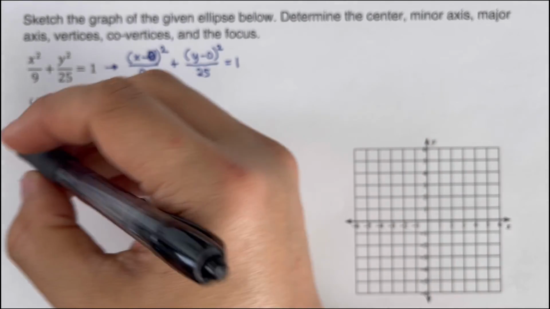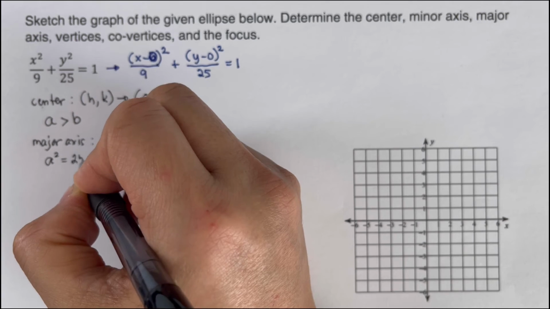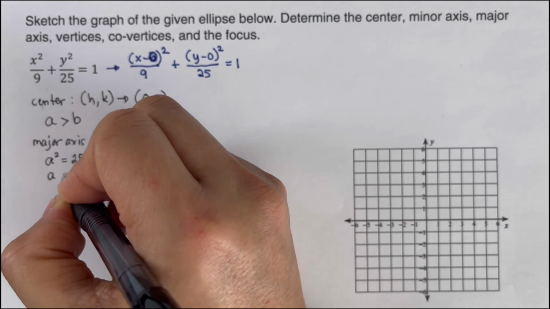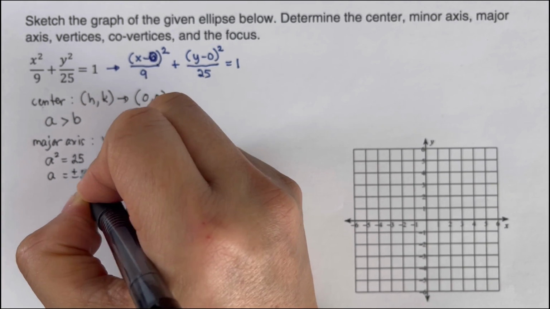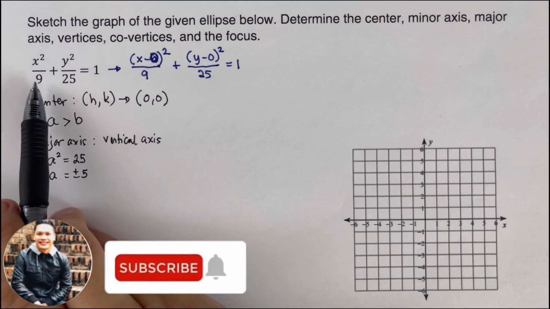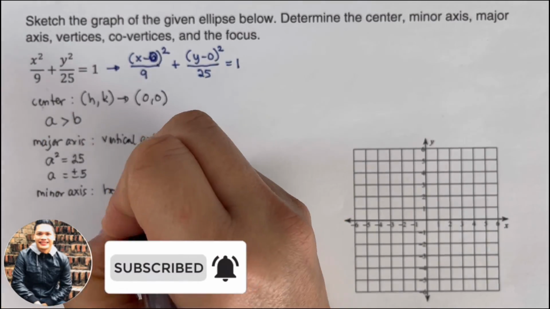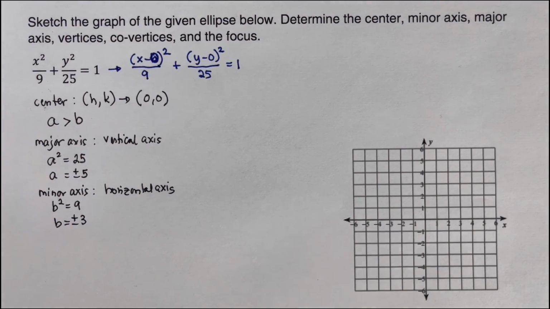So we can go ahead and say that our a squared here is 25, so a is plus minus 5. And so our minor axis then is the horizontal axis. So I'm just going to go ahead and write that down here. Since our b squared is 9, we can say that the b value is plus minus 3. So we go ahead and solve for c.